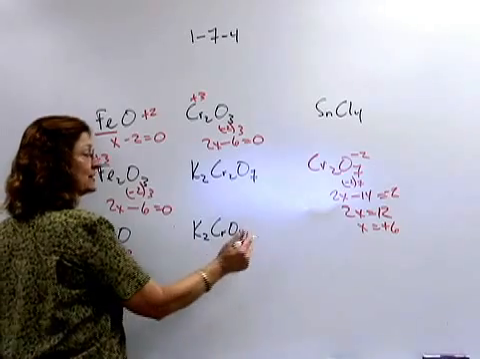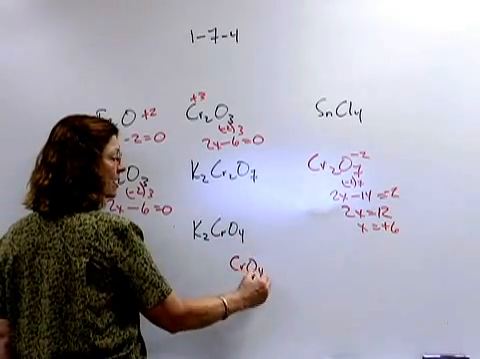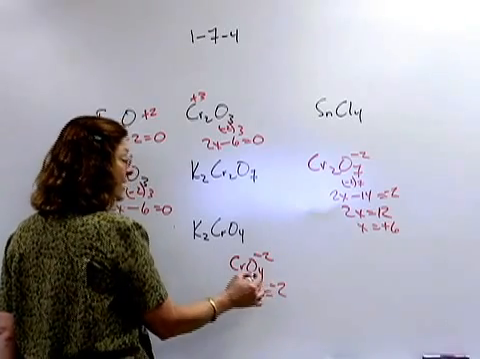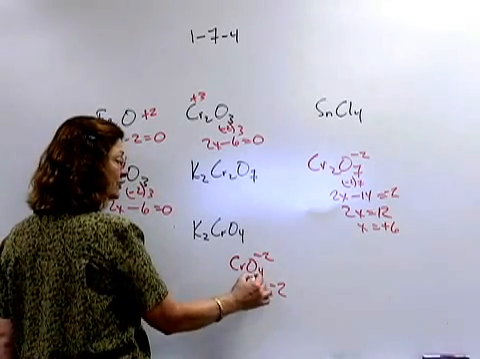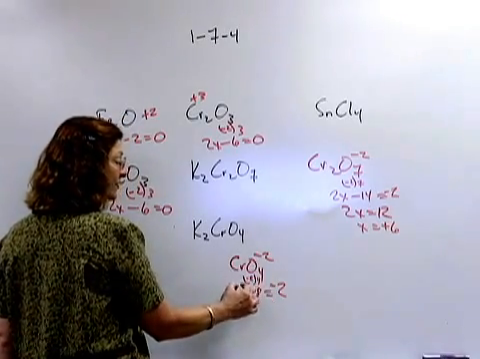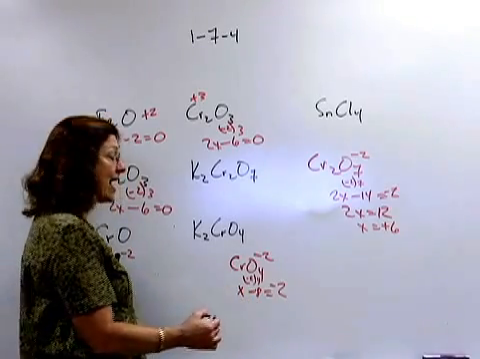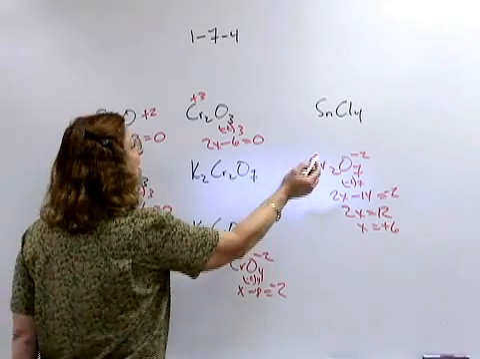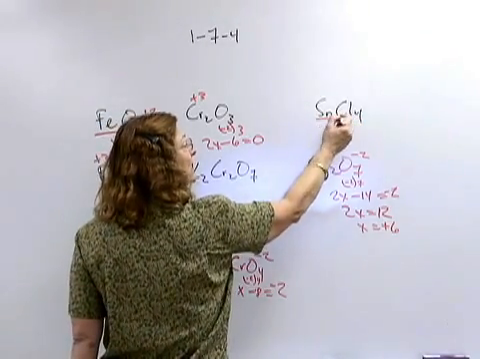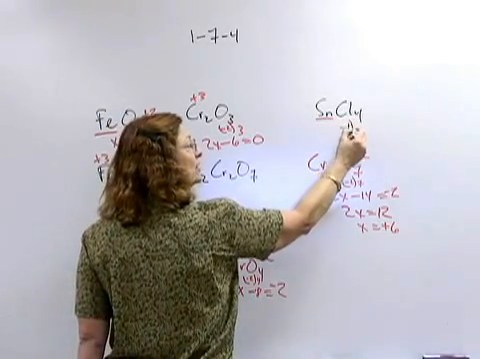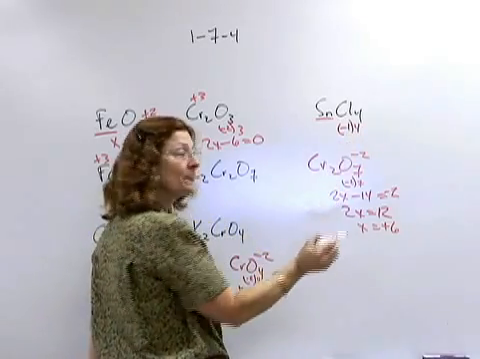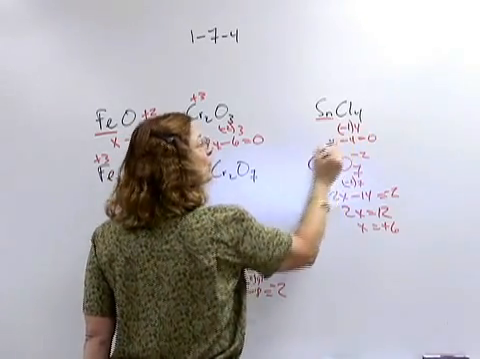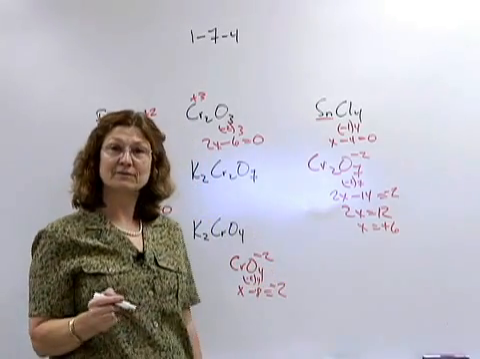Same thing here. I'm going to take the chromate out of the compound. I'm going to set my equation equal to -2, -2 for the oxygen times 4 is -8. There's only 1 chromium in this case, and it is +6. The last one you have is tin, and chlorine is -1. There are 4 of them. That gives me a -4. Compounds are 0, and therefore tin must be +4.